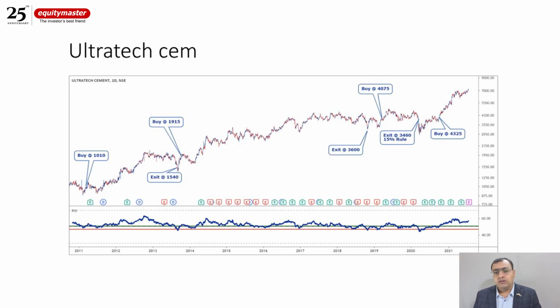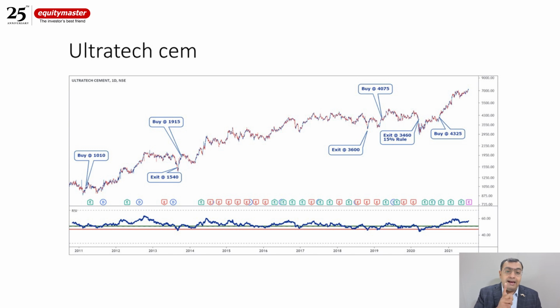Look at the Ultratech over here. First, it initiated a 1010 buy when it closed above 51. Gave an exit at around 1540. Again, it gave a buy at around 1915, and it gave an exit at 3600. My next entry, which I got, was around 4075. It got exited somewhere around 3460.